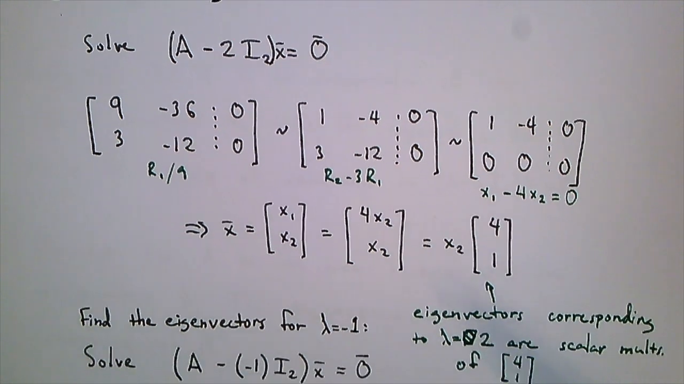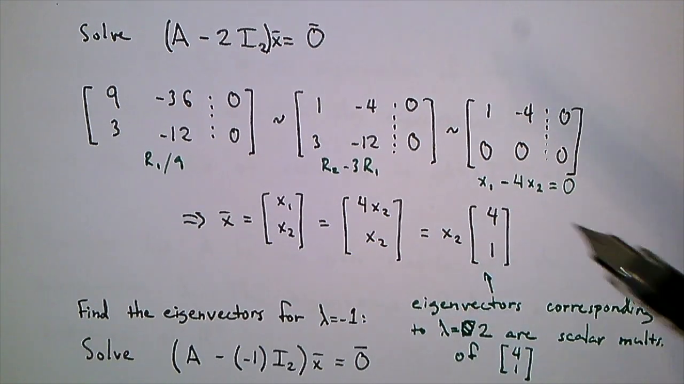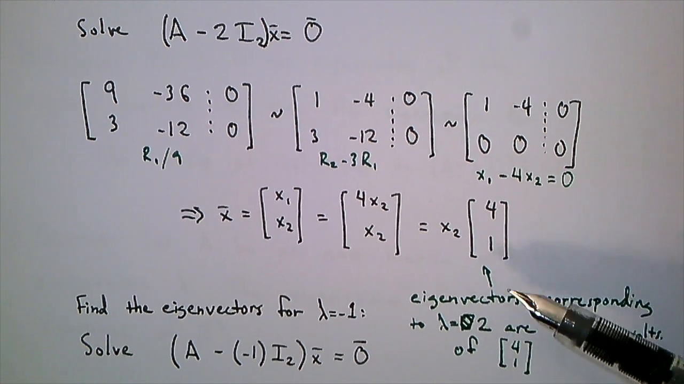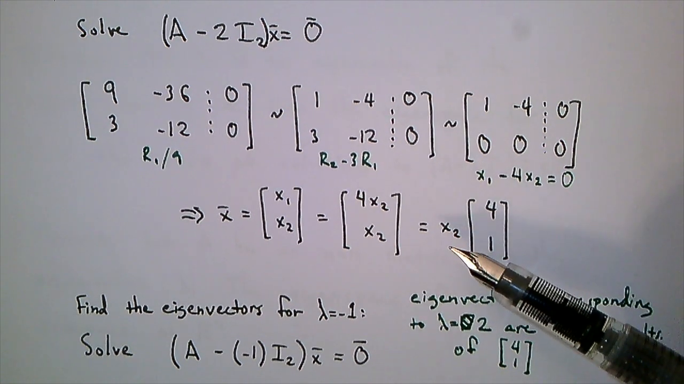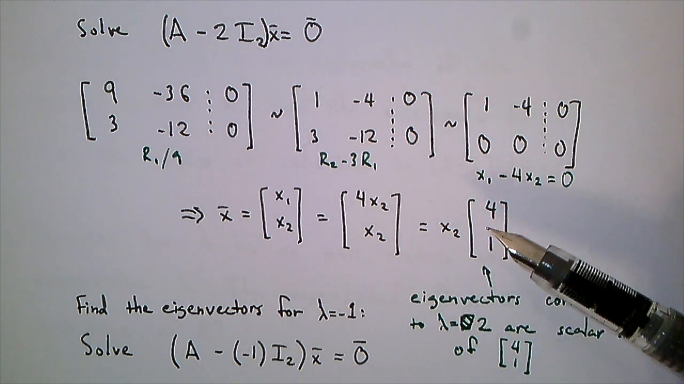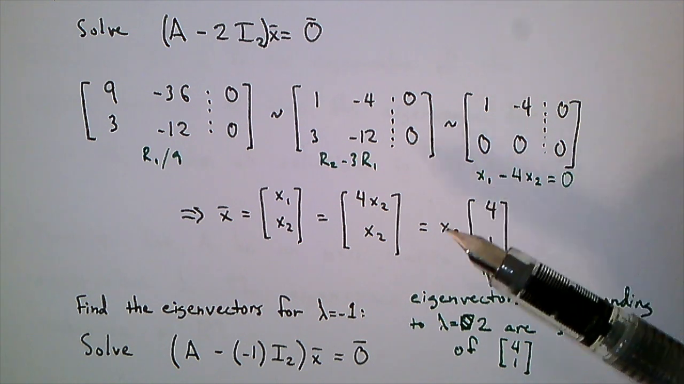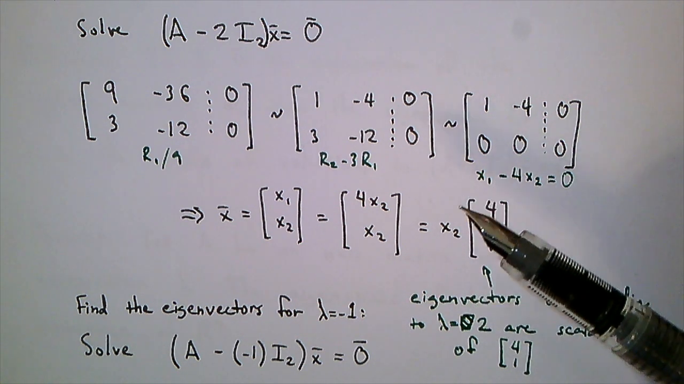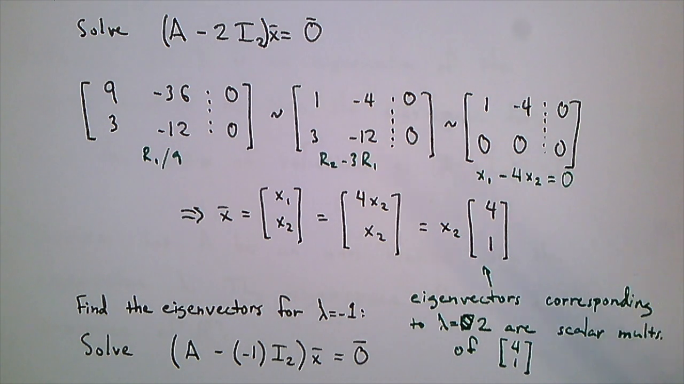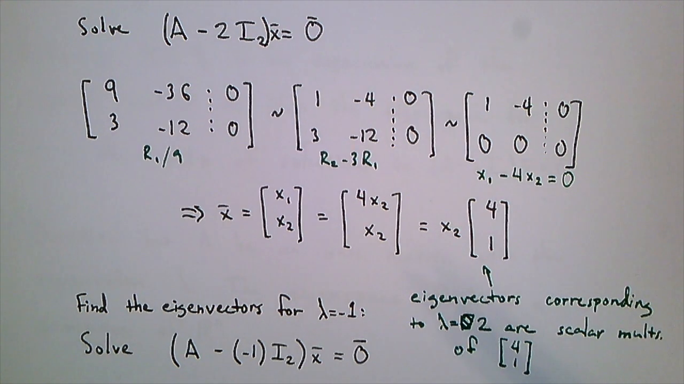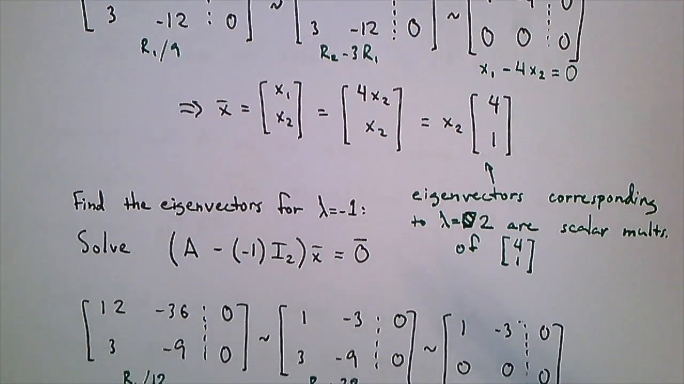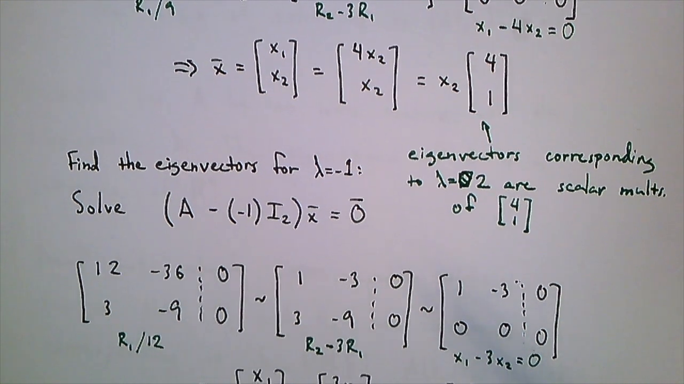So one thing that you might want to think about, or really remember from a while back, is that when you have scalar multiples of a vector, you're looking at linear combinations of a vector. That means that this is actually a subspace. All linear combinations of a single vector is a subspace of R2. So we have the eigenvectors for lambda equals 2.